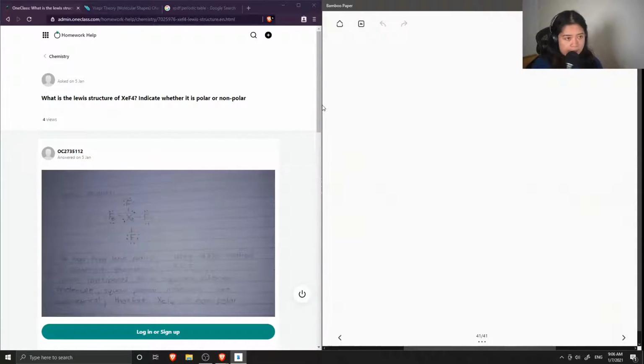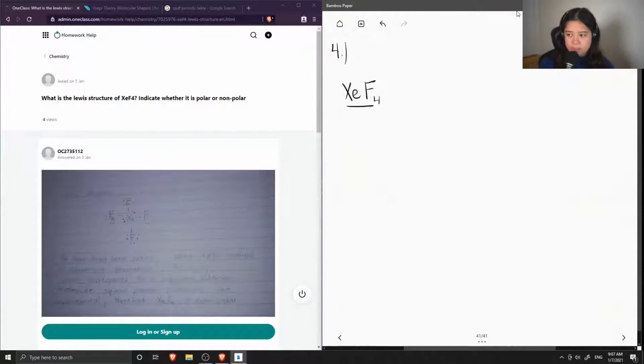Okay, so question number 4. What is the Lewis structure of xenon tetrafluoride? Also indicate whether it is polar or nonpolar. Okay, so we have xenon tetrafluoride.